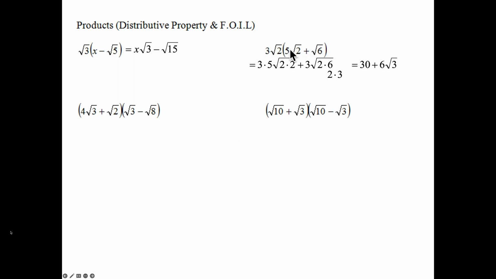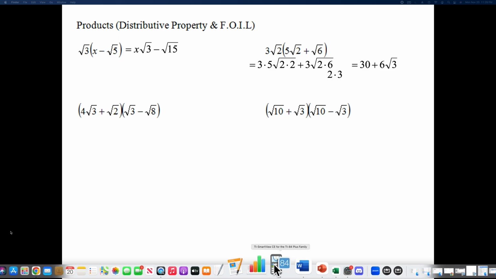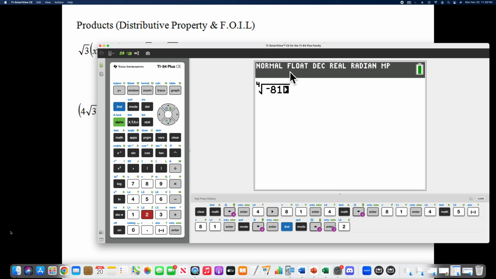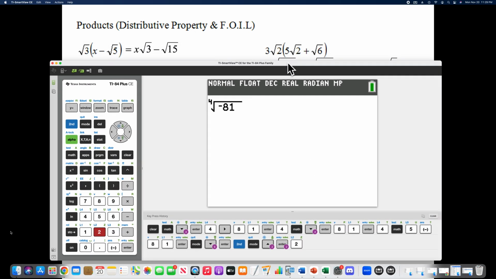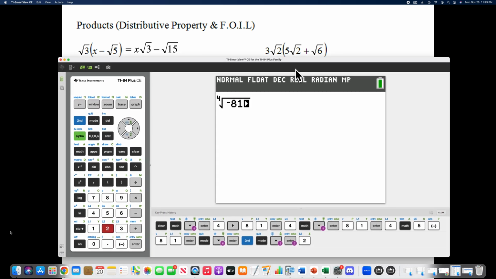Again, you can take your calculator and type this in just as you see it. Let's see if I can find my calculator here. There we go. There it is. Okay, so like I said, we can take your calculator, multiply that in. Let's clear that out.